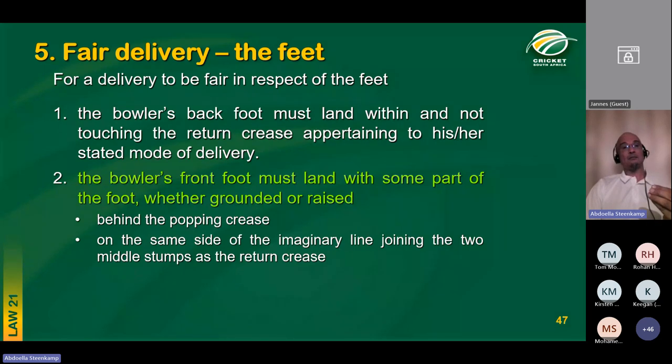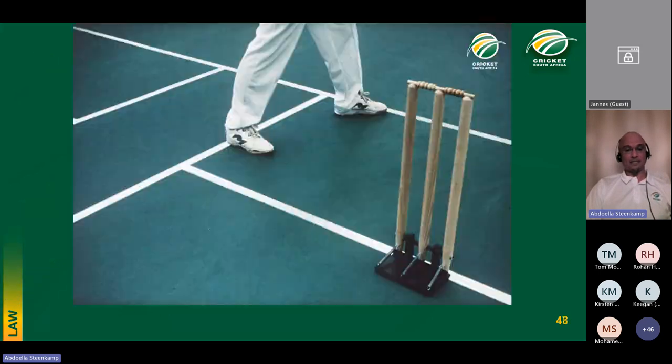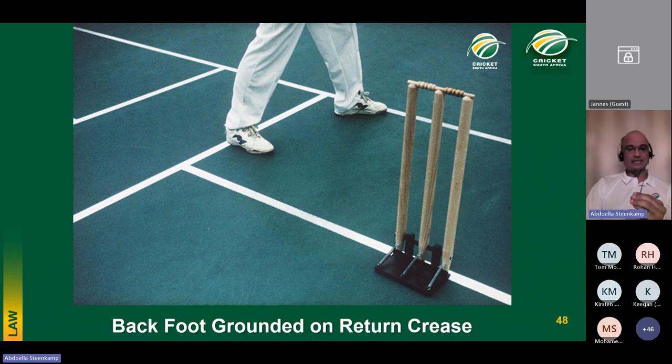There is a sketch that will illustrate bullet point number two to make it easier to understand. Just to summarize again: back foot, return crease, the back foot must land within and not touching. Front foot must land with some part of the foot, grounded or raised, behind the popping crease. So let's look at a few pictures, and let's start with the front foot. Which line goes with the front foot? You only look at the popping crease. What question do you ask yourself? Is there part of the front foot, grounded or raised, behind the popping crease? Yes. So I'm happy with the front foot. When it comes to the back foot, which crease goes with the back foot? The return crease. Is there any part of the back foot touching the return crease? Yes. So in this case, this is a no ball.